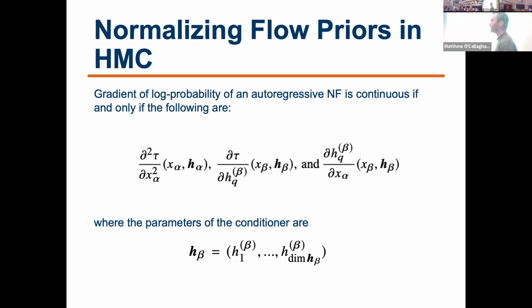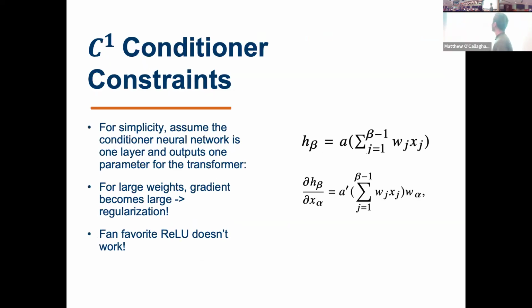Okay, so let's think about what this means implementation-wise. We need our conditioner to be C1. Sorry to interrupt, just a follow-up: what if it was linear functions, then the second derivative is? Yes, we have slides on a few of these things. Thanks.